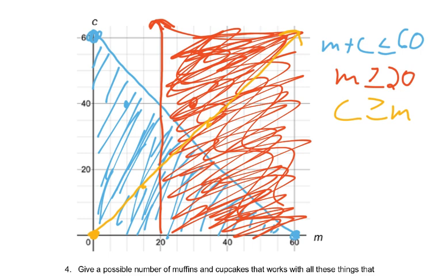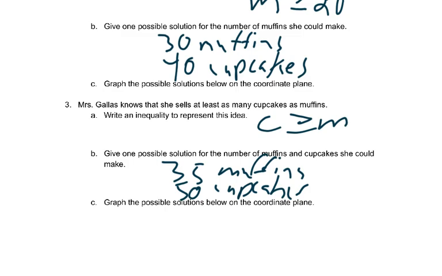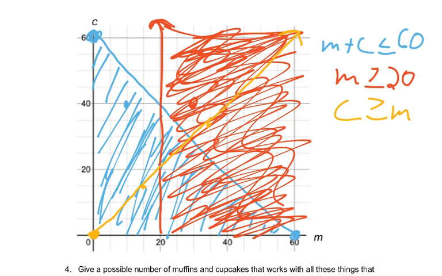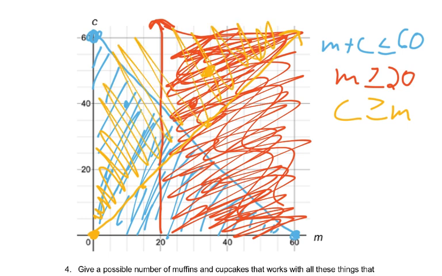than 0. And now our test point was 35 muffins, 50 cupcakes. So 35 muffins and 50 cupcakes. So 35, 50, which is over here. That's our test point. That's our solution there. So we know that then we are going to shade above this line. So we're going to shade this way. Okay. So now we have our solution set, which we'll talk about in just a second.